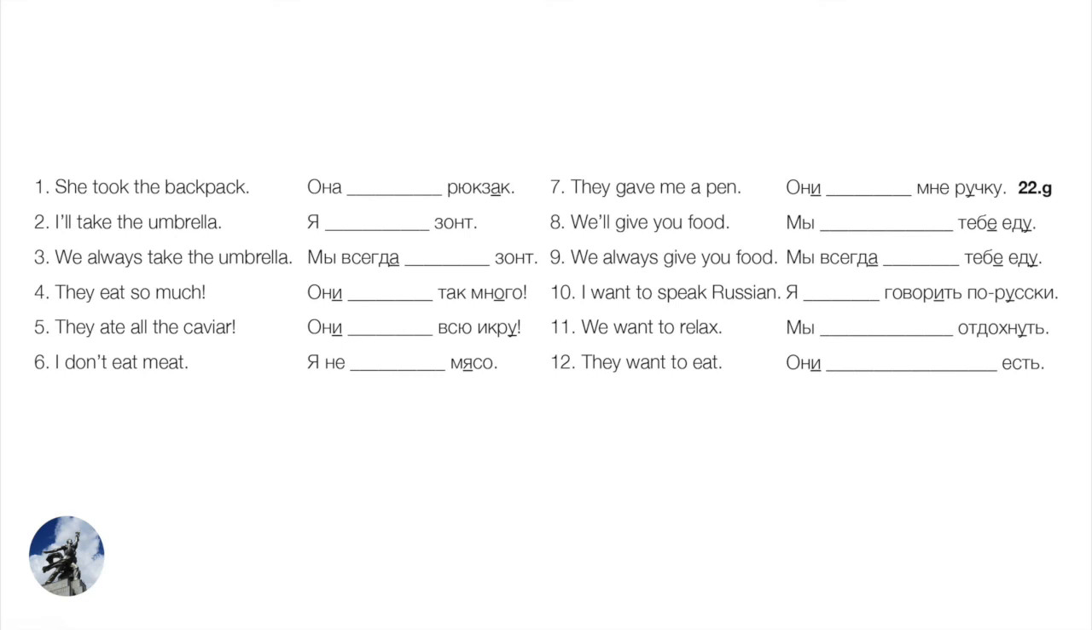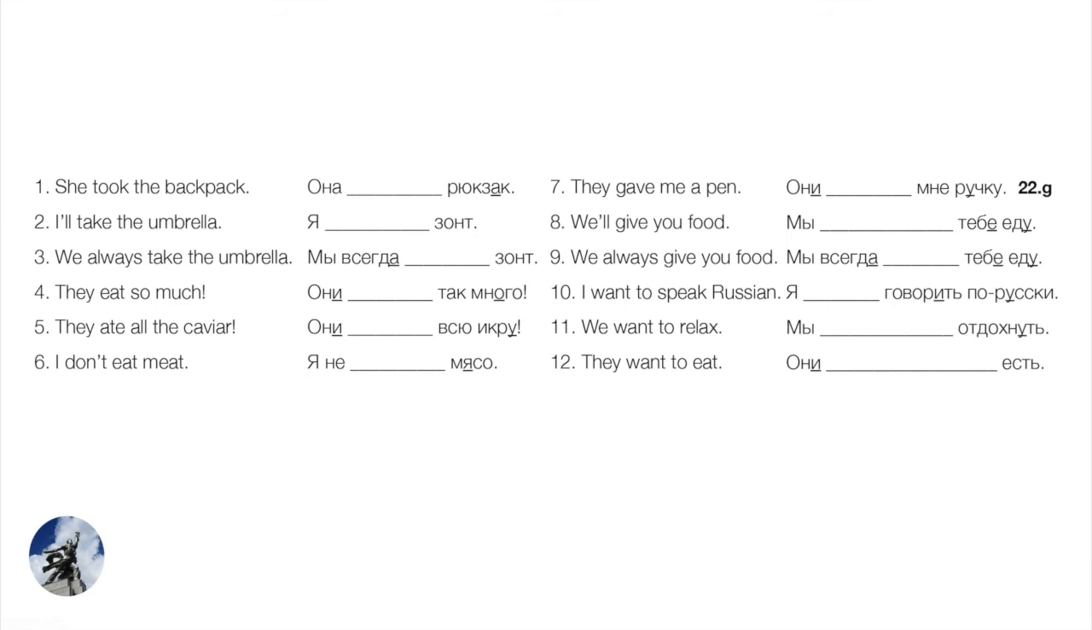Number 5, they ate all the caviar. Sounds like a completed past tense, therefore perfective action. We're going to use a form of съесть. Они съели всю икру. They ate up all the caviar. Number 6, I don't eat meat. That's present tense. It's your ongoing behavior, clearly imperfective. Я не ем мясо. I don't eat meat.